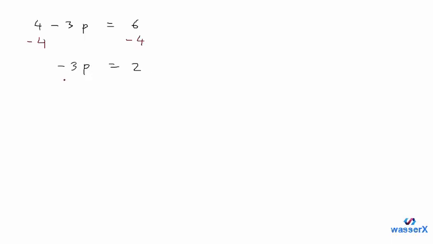Therefore, I'm simply going to divide both sides of my equation by negative 3. Because if I do that, the negative 3 on the top cancels with the negative 3 on the bottom, and you have a 1 here, and 1p is the same as p. Therefore, you get p is equal to 2 over negative 3. A positive over a negative is a negative, so this is negative 2/3.